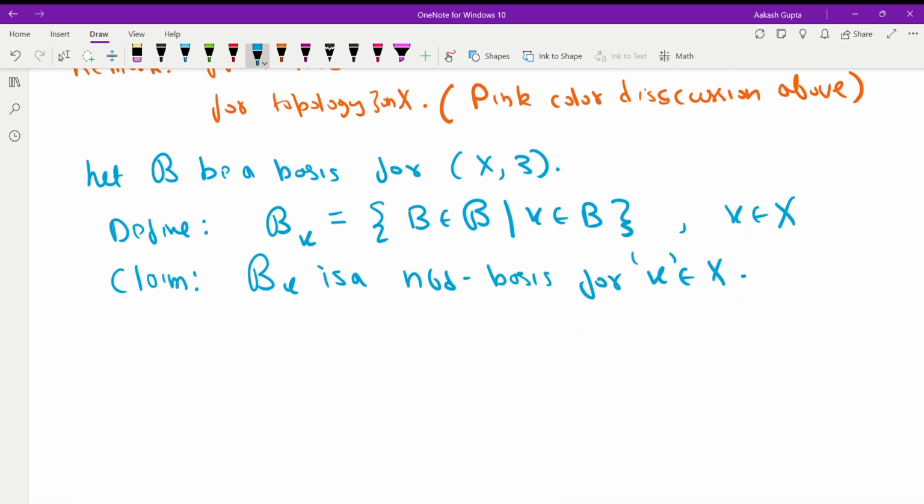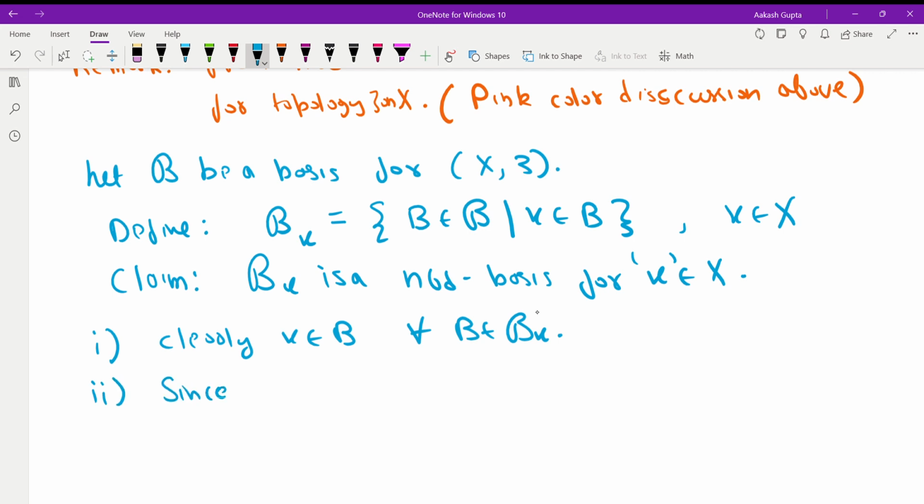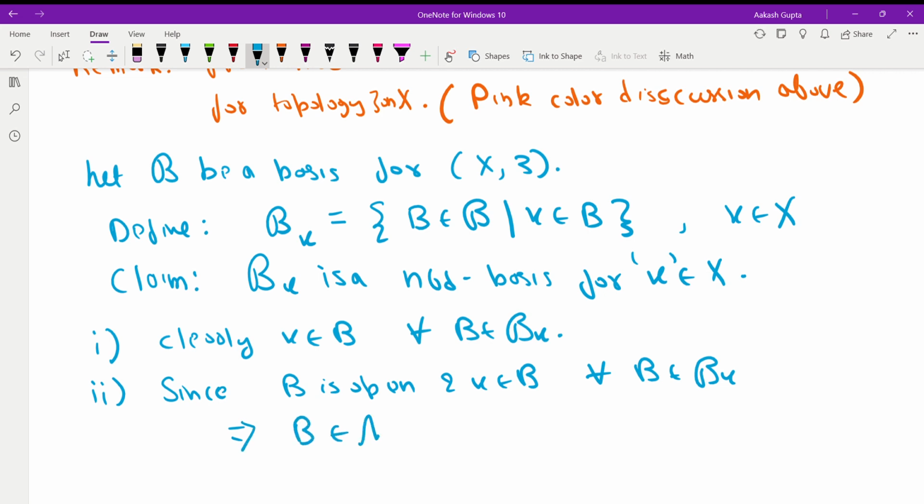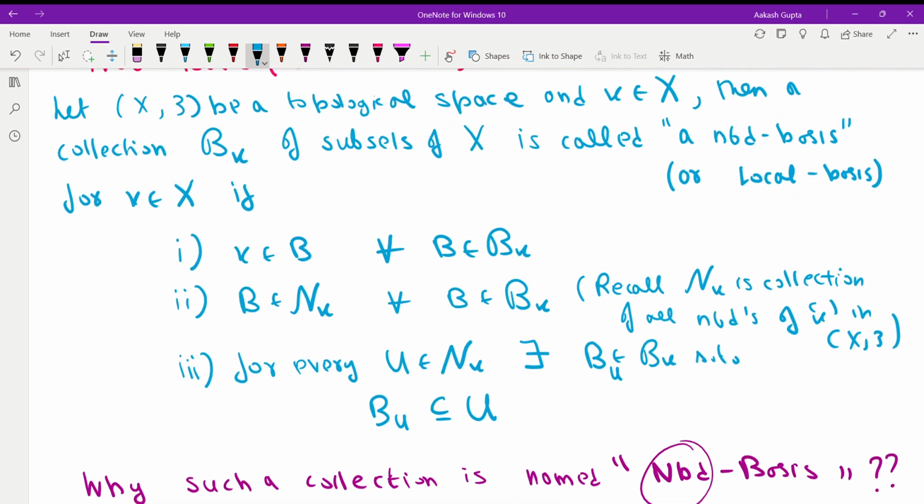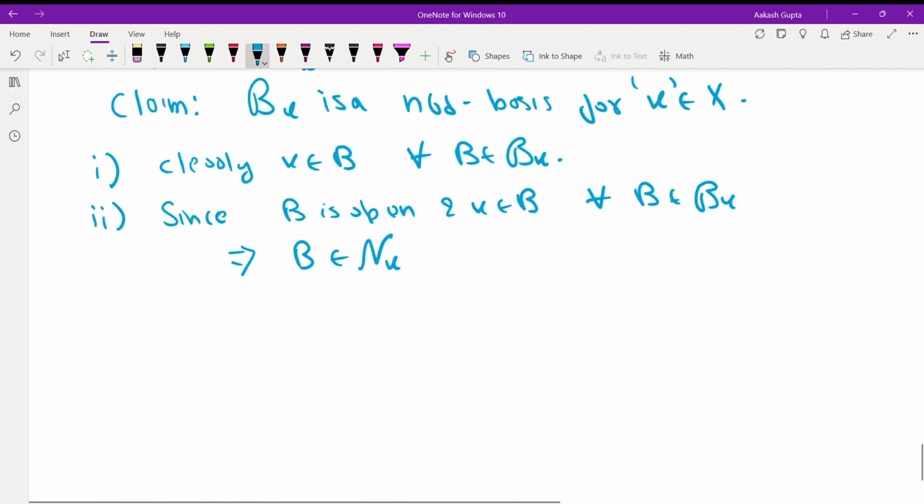Let us see why it is true. Number one, clearly x belongs to B for every B in script B suffix x. That is by definition. Number two, since B is open and x belongs to B for every B in script B suffix x, this implies B belongs to the collection of all neighborhoods of x. That was the second condition. Let me go up if you don't remember it. So this was the second condition. Okay, and now let us come to the third one. Let us prove the third one.